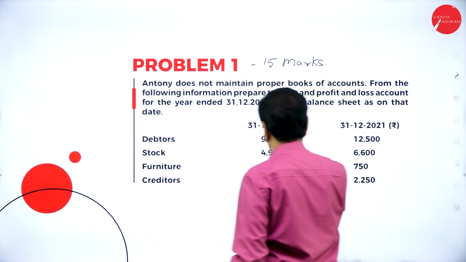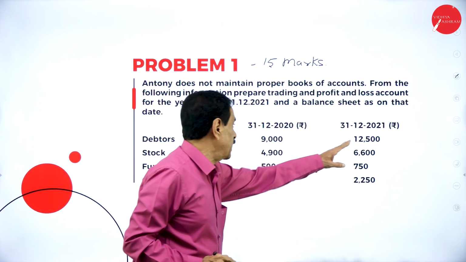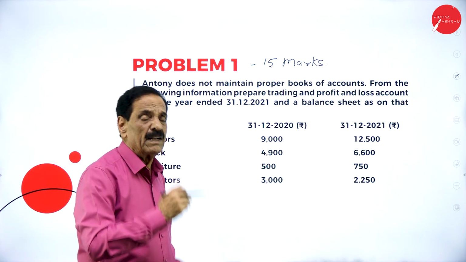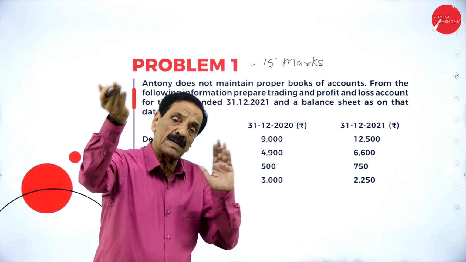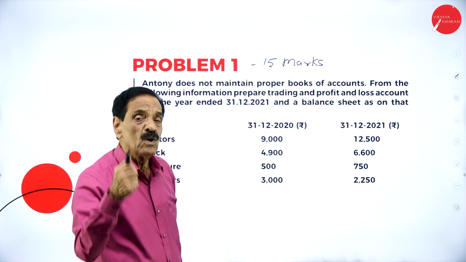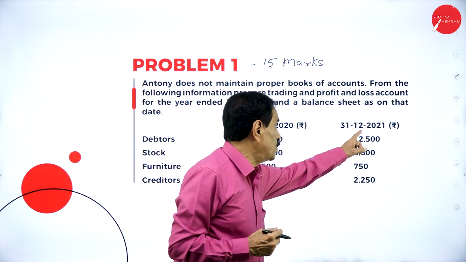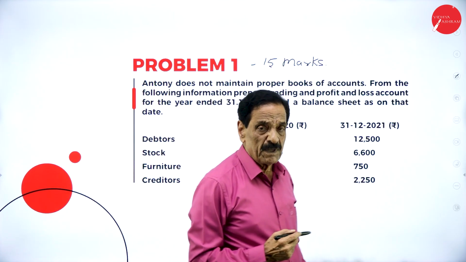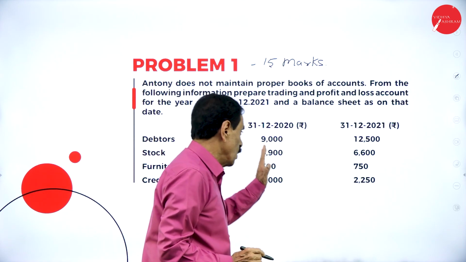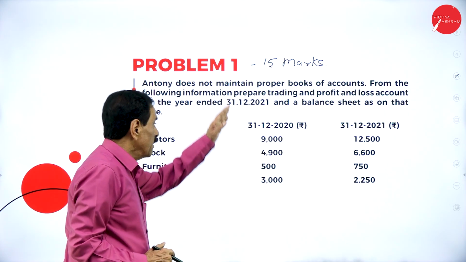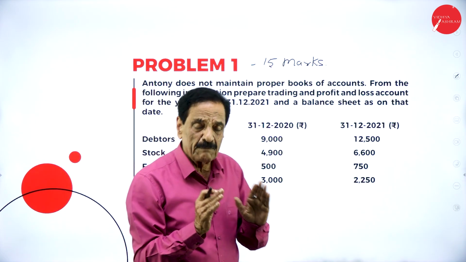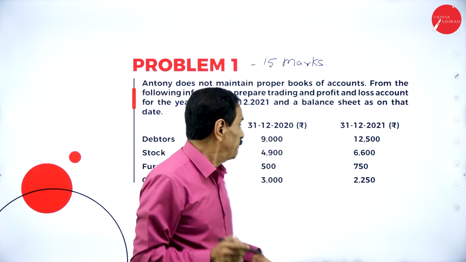This is 31st December 2020, last year. This is the current year. 31st December 2020 is nothing but 1/1/2021. The closing balance of the last year becomes the opening balance for the next year. This is the closing date, 31st December 2021. They have given debtor opening balance and closing balance, stock opening balance and closing balance. So when the opening balance is given, you have to prepare an account called statement of affairs, nothing but a balance sheet, to find out the capital.